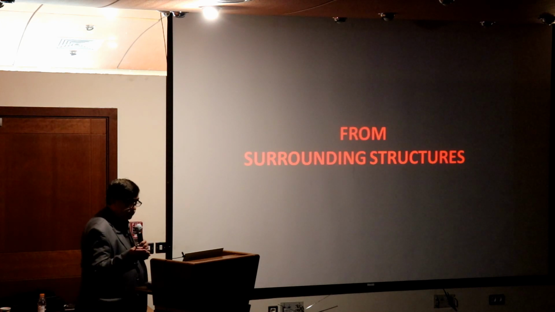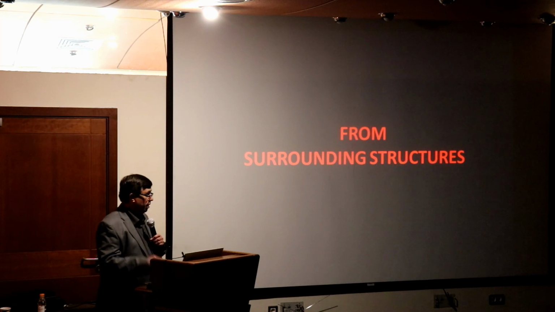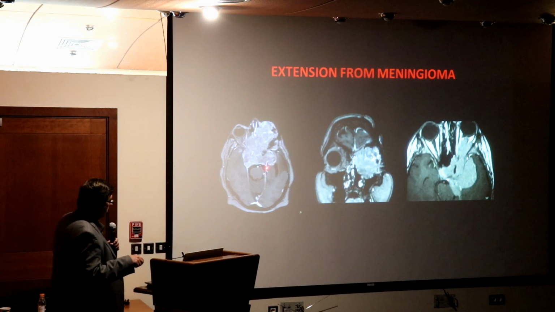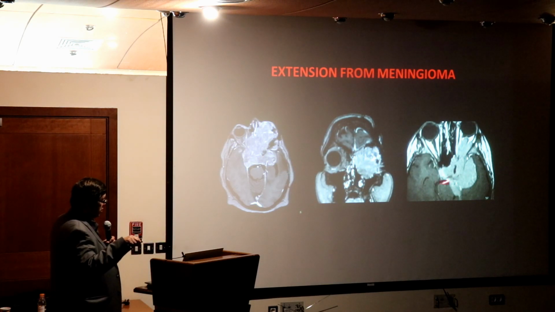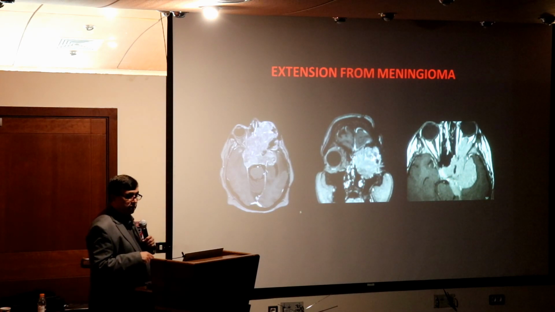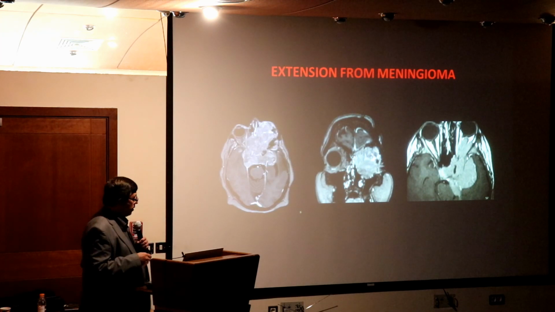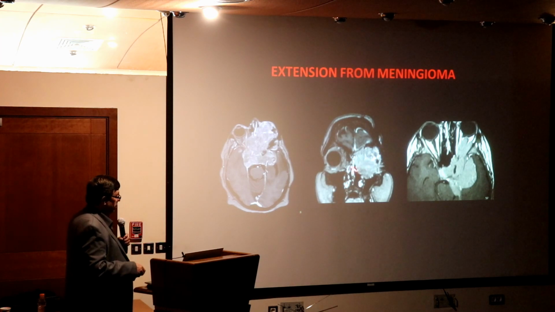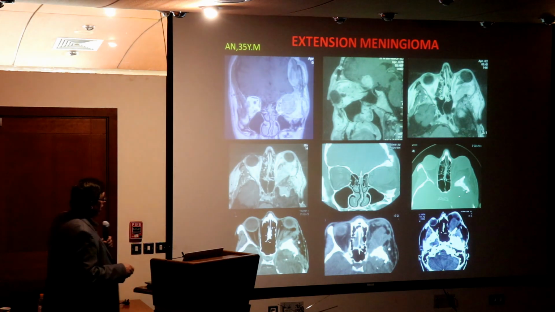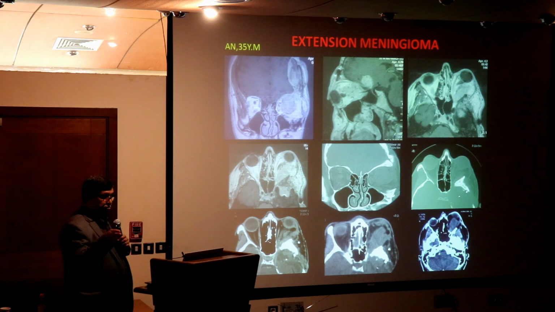So what are the lesions or the tumors that can come from the surrounding structures? I mean from extraconal. Extension from meningioma. Look at this. This meningioma started here somewhere, cavernous sinus or petroclival, and it was treated badly, either by doing nothing or by giving radiation like gamma, and look at the end of it. Extension into the orbit. Or again another meningioma extending into the orbit because of bad management.